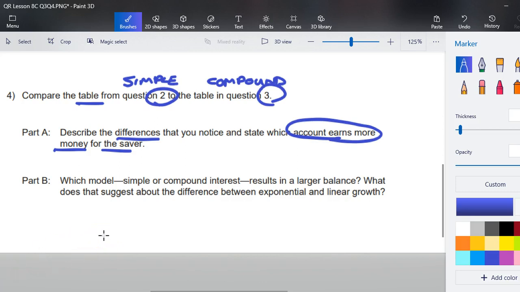Finally, part B, which model, the simple or the compound interest, results in a larger balance? And also, what does this suggest about the difference between exponential and linear? Something you might have written could be that compound interest results in a larger balance, suggesting that exponential models grow faster than linear models. This concludes our lesson 8C.